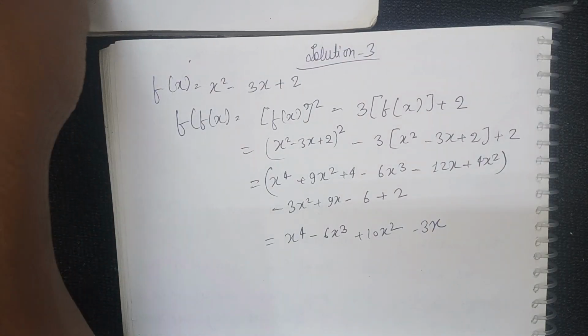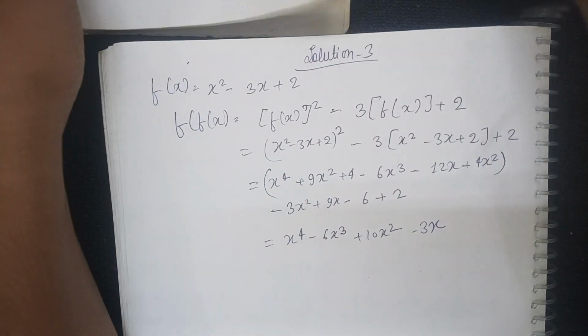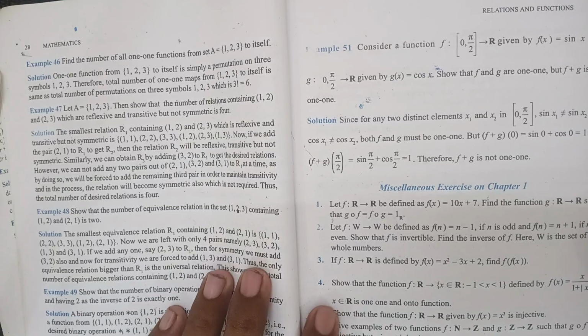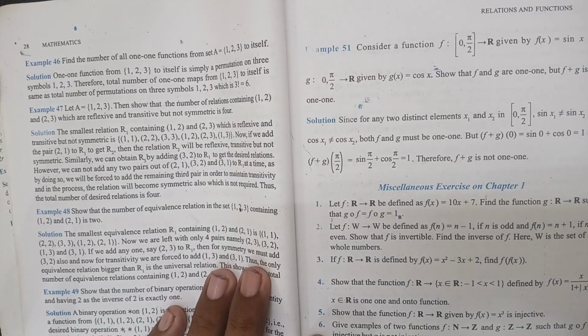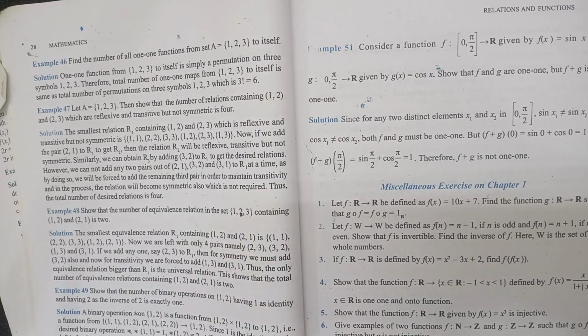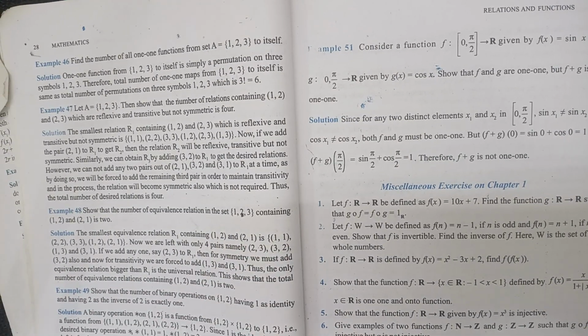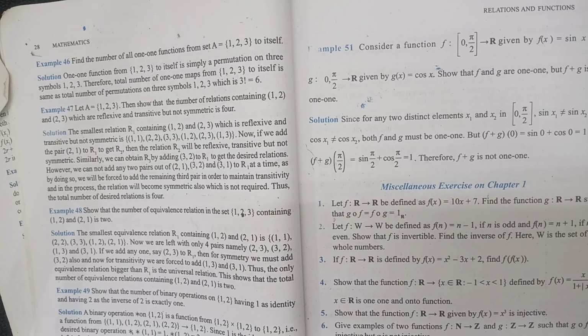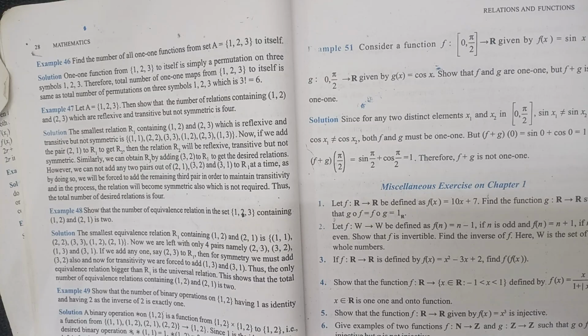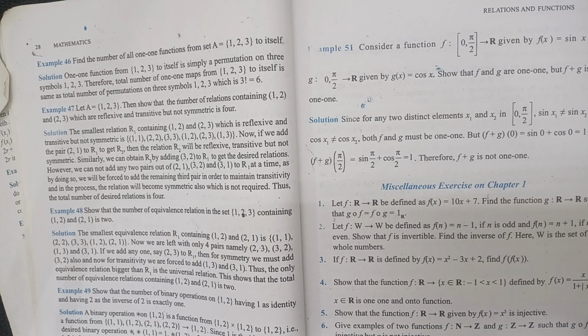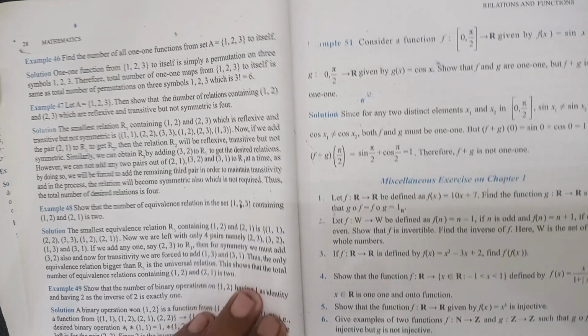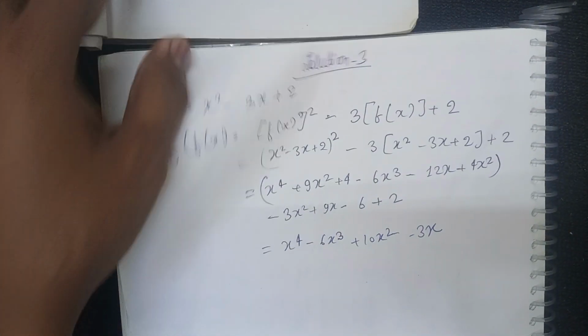Let's move on to question number 4. Question number 4 says: show that the function f from R to (-1, 1), defined by f(x) equal to x upon 1 plus mod x, x belongs to R, is one-one and onto function. So solution for question number 4.